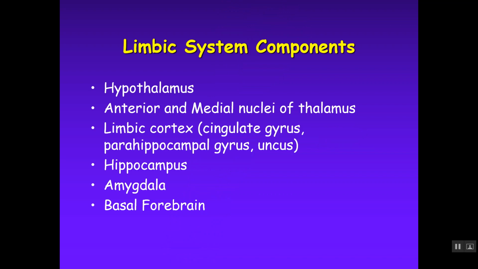Limbic system components: we keep hearing about it, and that's because it's tied to a lot of different regions in our brain. A lot of areas of our brain provide information to this so-called limbic system, which includes your hypothalamus, parts of your thalamus, the anterior and medial nuclei specifically, the limbic cortex, which is your cingulate gyrus, parahippocampal gyrus, and uncus. Those together form your limbic cortex. The hippocampus, which is deep in your temporal lobes, the amygdala, and the basal forebrain.